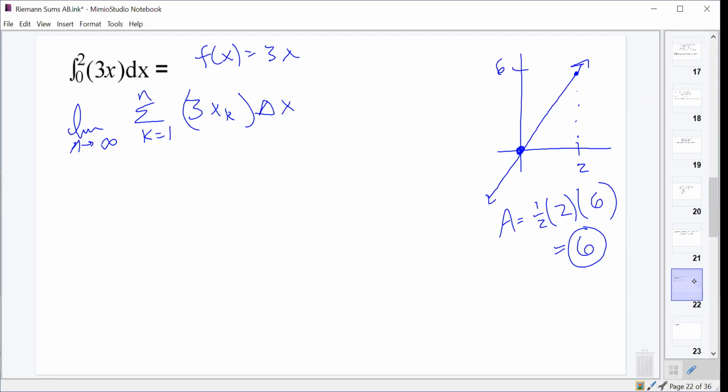Good. Okay. So now all we have to do then is figure out what delta x is, figure out what x sub k is, plug them in, do the summation, and then do the limit. Sound easy enough?